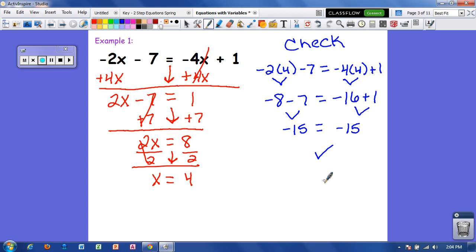Now you might be asking yourself, would it matter if we brought negative 2x over to this side instead? I'm actually going to work that out with you to show you that it does not matter.